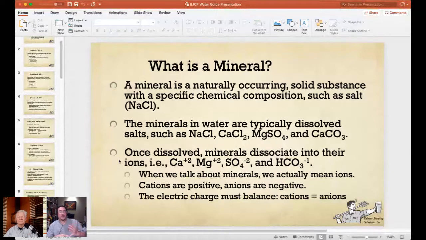And we should say calcium ion, but we never do. We're lazy. We always just say calcium. What's the calcium in the water? What's the magnesium in the water? What's the sulfate in the water? But really, we are talking about ions, okay? Just want to clarify that.